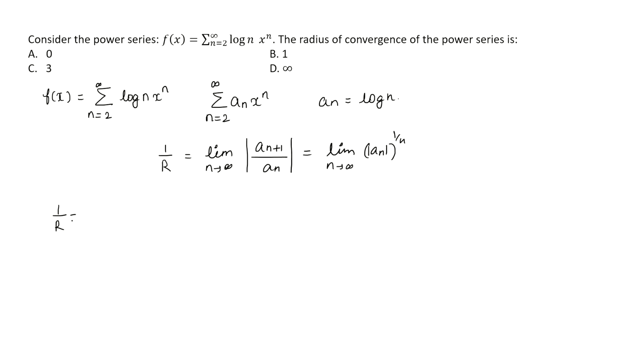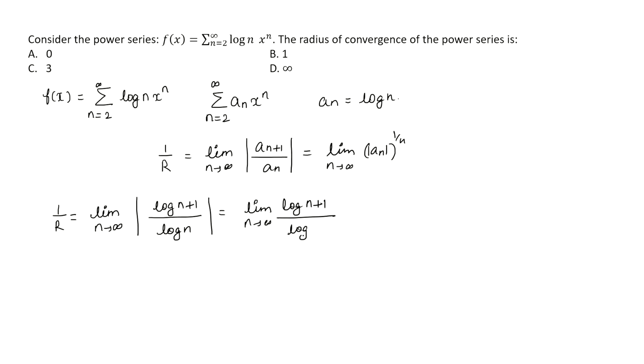So in this question, 1/R = limit n tends to infinity |log(n+1)/log n|. If you put infinity here it will be in infinity by infinity form, so we can use L'Hopital's rule. We find the derivative of the numerator, that will be 1/(n+1), and the denominator, that will be 1/n.